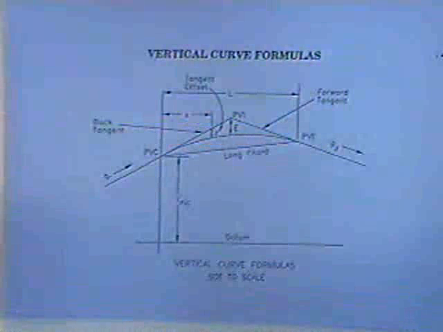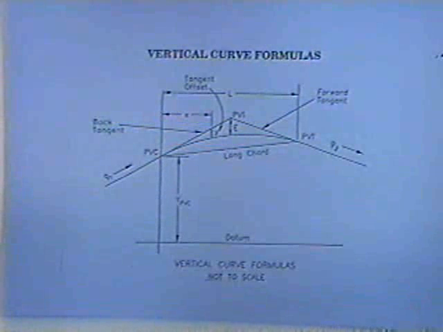Now, it becomes a little more clear when you start looking at the drawing on the next page of the vertical curve formulas. We have a roadway again that's going from left to right in this particular example, and you'll note that we have something called G1 and G2, which are really the grades of that particular roadway. It's going to be a crest curve because it's going over the top of a hill in this particular case. You'll note that we have tangents. Back tangent would be back from the point of intersection. The forward tangent would be forward from the point of intersection.